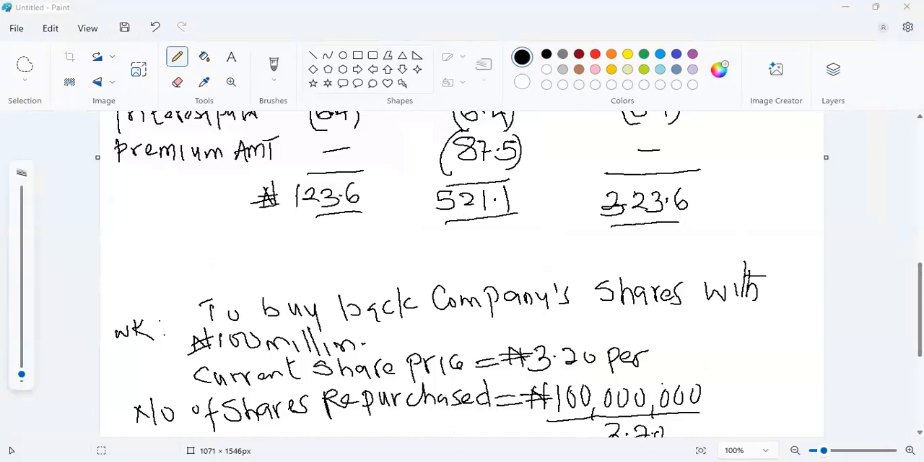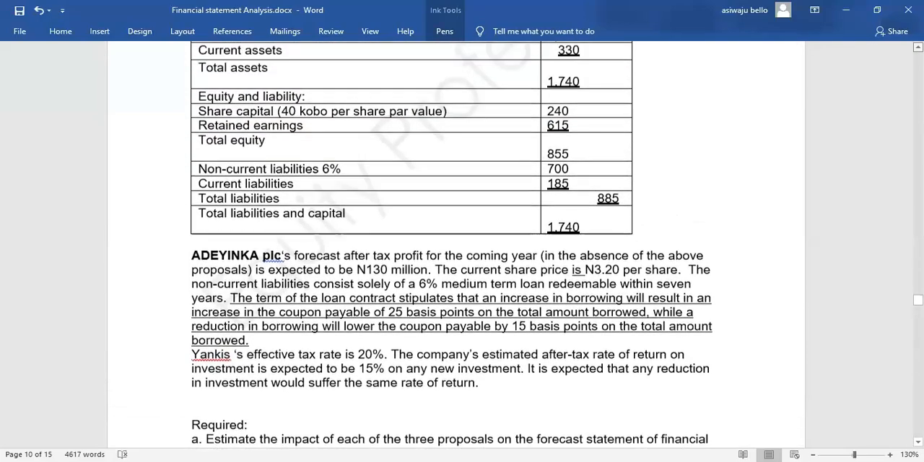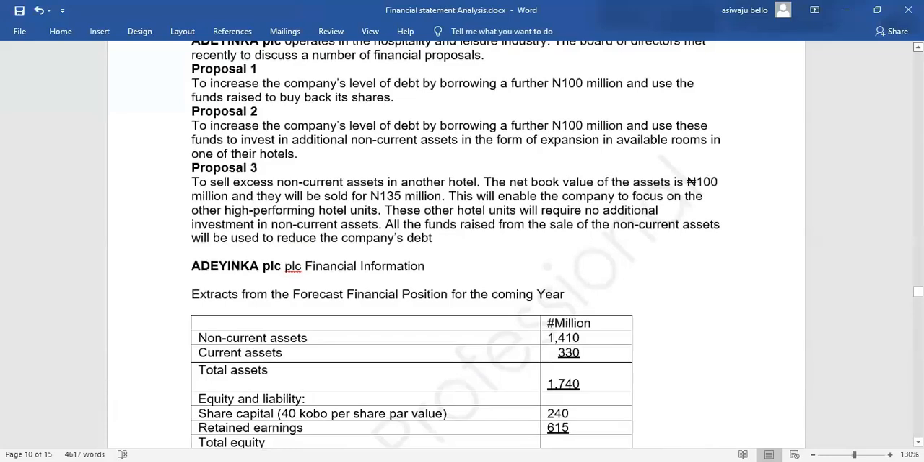Let's go to proposal 3. Let's look at it. The question says, proposal 3, to sell excess non-current asset in another hotel. The net book value of the asset is 100 million. They will be sold for 135 million. That means that the assets are sold at a premium. There's a profit on disposal.